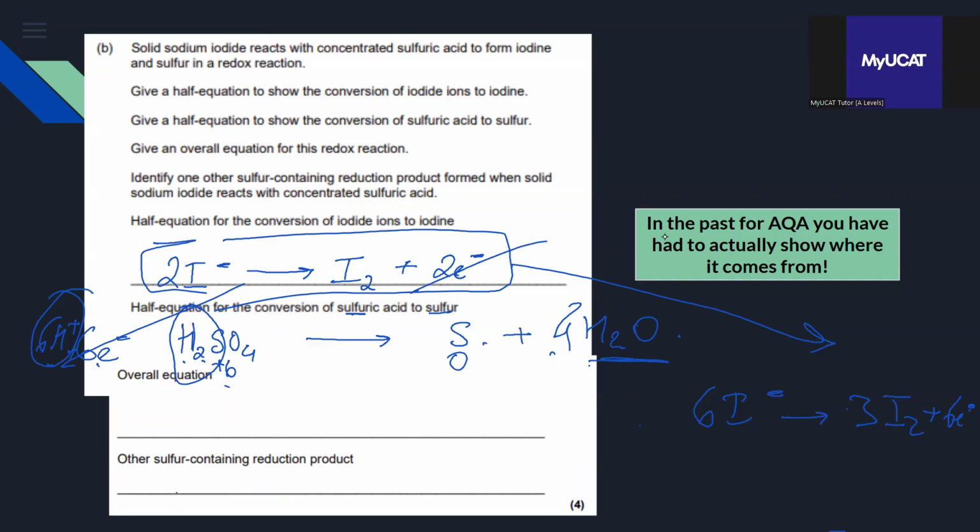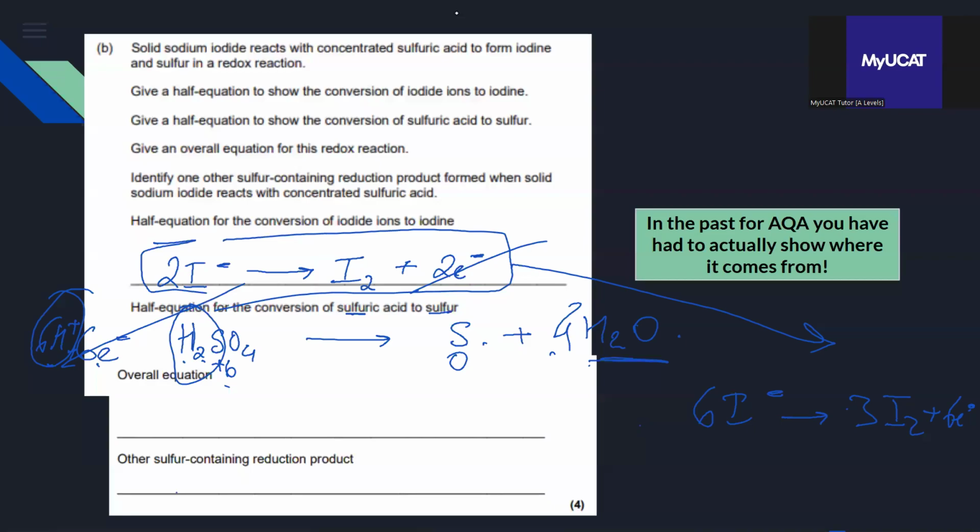Now, what is the other sulfur-containing reaction product? What is the other sulfur-containing? Yeah, SO2, or what's another right answer? H2S. Okay, so either of those two would be fine. SO2 or H2S.